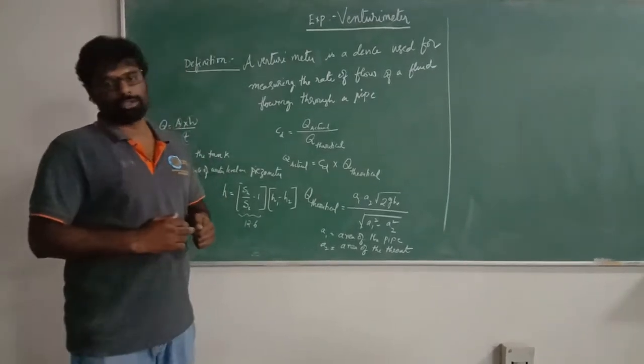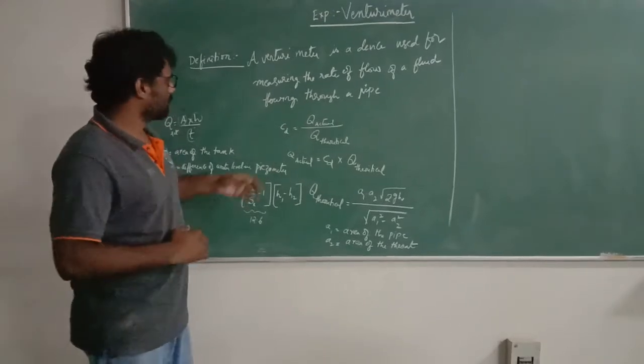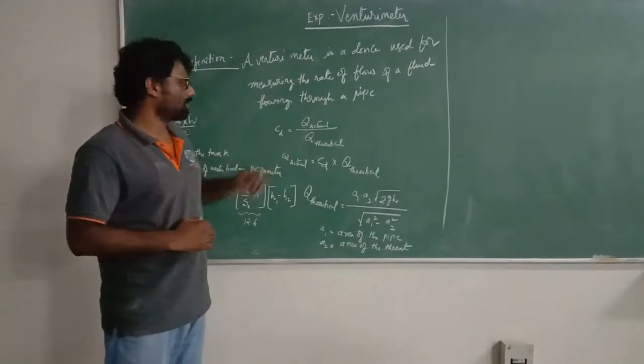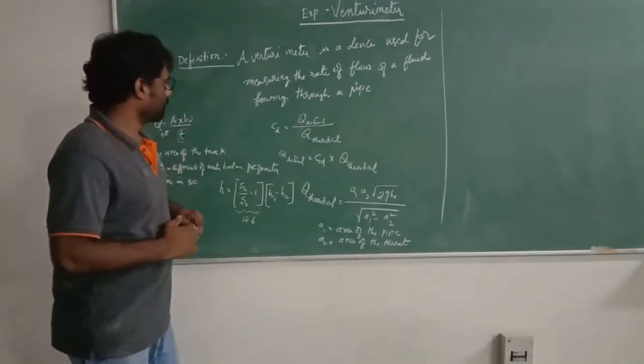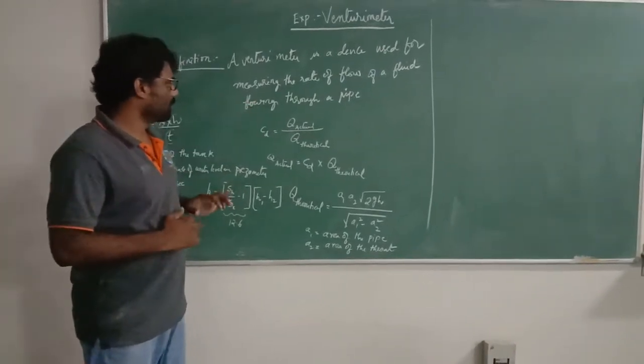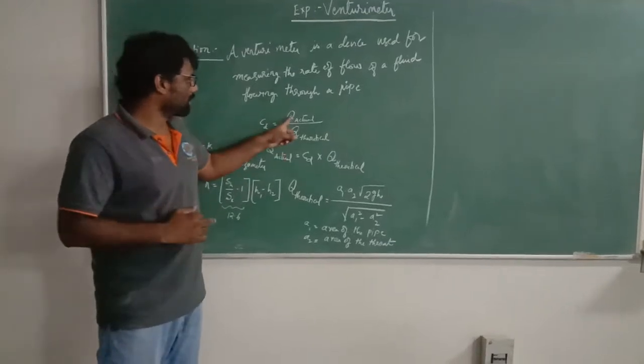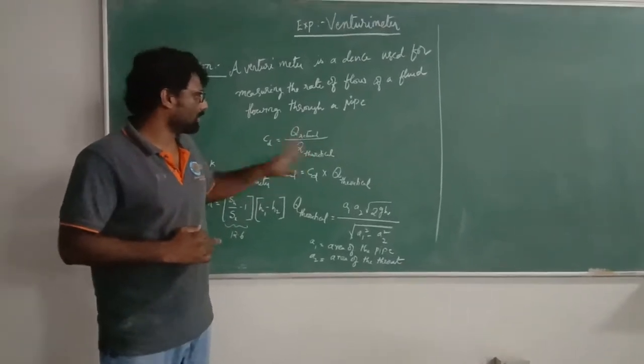The formula for the coefficient of discharge of the venturimeter is CD, the coefficient of discharge, which is equal to Q actual by Q theoretical. So to find out the coefficient of discharge, first we have to know what Q actual is and what Q theoretical is.